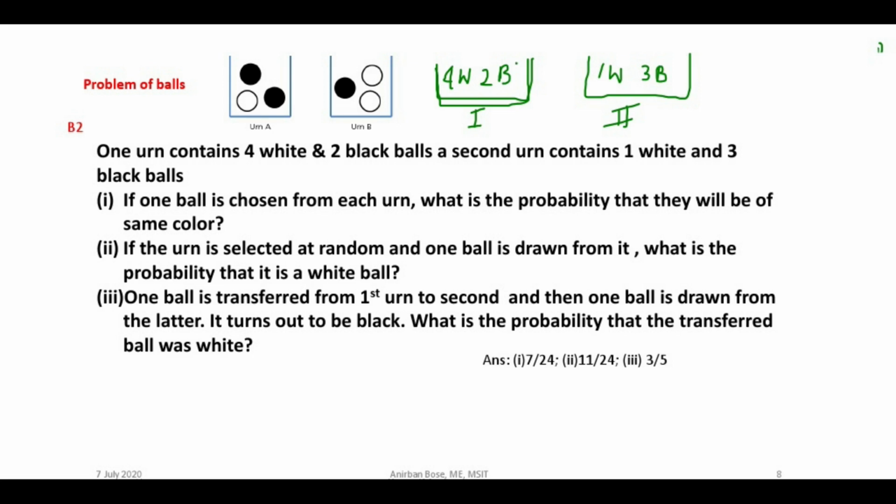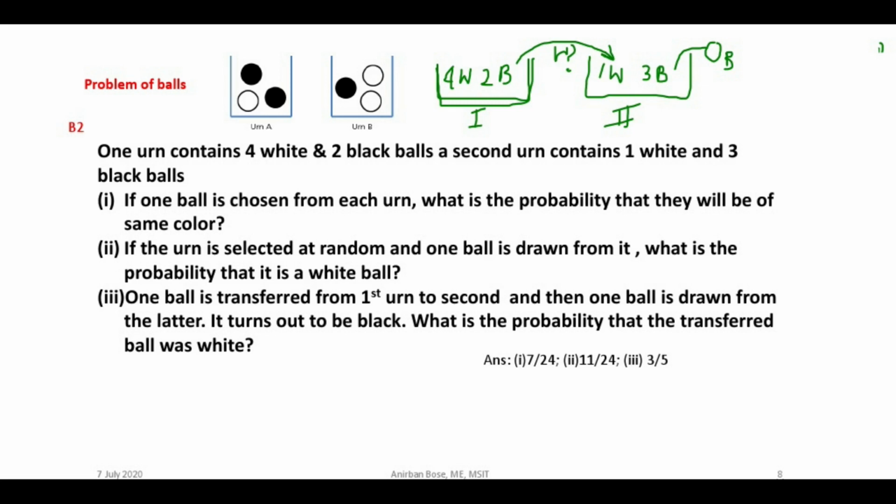Again the condition is the same, that there are two urns. What is given in the problem is that one ball is transferred from urn 1 to urn 2, and then one ball is chosen and it turns out to be black. The question is to find the probability that the ball that was transferred was white. So you have to find the probability that a white ball has been transferred.